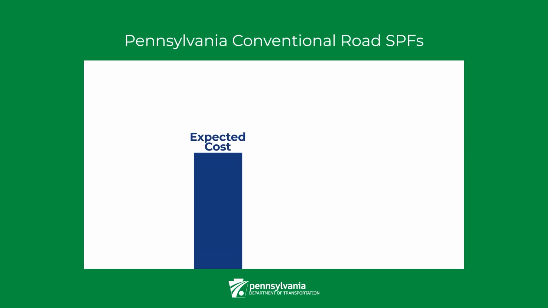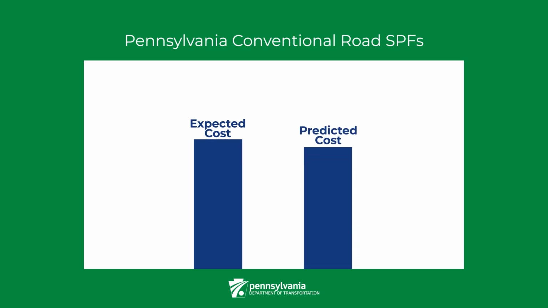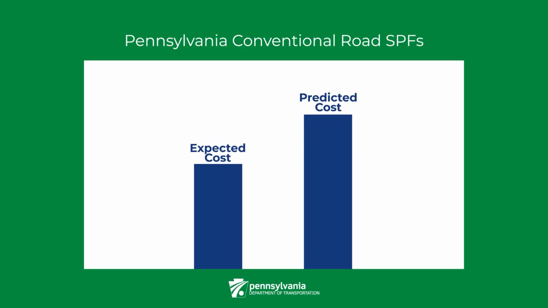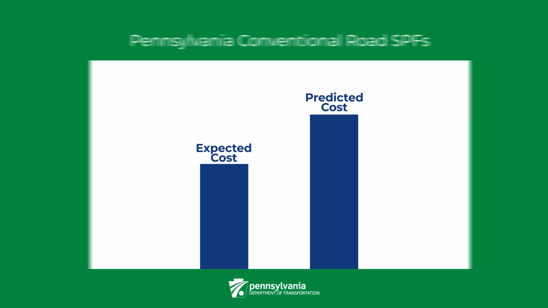Finally, we compare the expected average crash cost to the predicted crash cost for each site, considering cost accounts for both the frequency and severity of crashes. If a site has an excess of expected crash costs, the site is generally a good candidate for safety improvements. If the cost of expected crashes is less than the cost of predicted crashes, the site is generally not a good candidate for safety improvements.